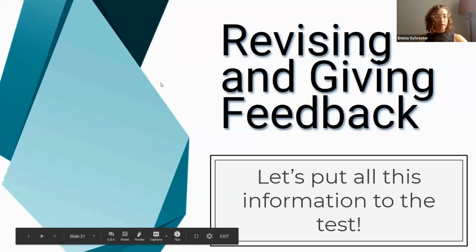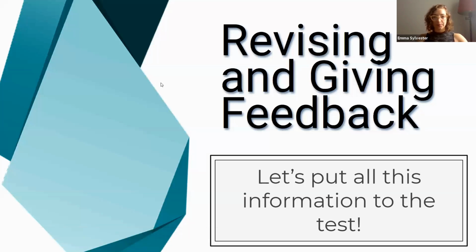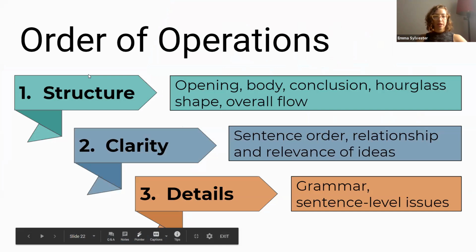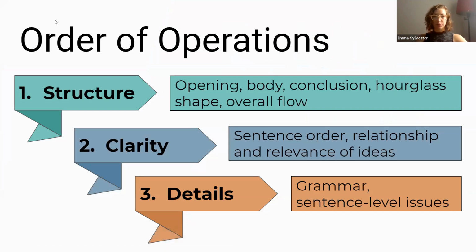Okay, so we're going to move on from that little grammar intro to revising and giving feedback. Let's put all of this information that we learned in the session before lunch, as well as just now about our approach to grammar, to the test. Remember the order of operations. We start by looking at structure: an opening, a body, a conclusion. We're looking at how the paper forms as a whole. Then we're looking at clarity, to make sure that the ideas within that structure are clear, that they relate to each other clearly, and that we can see how they flow with each other.